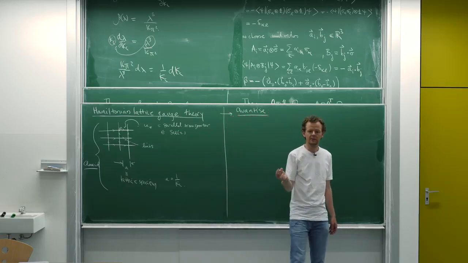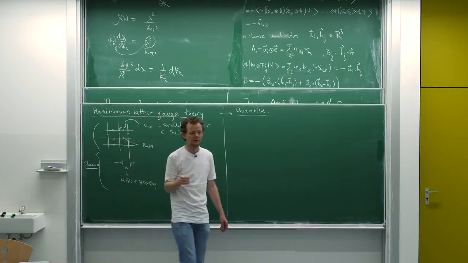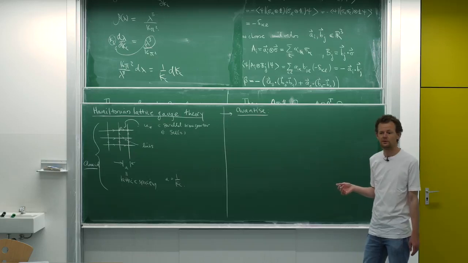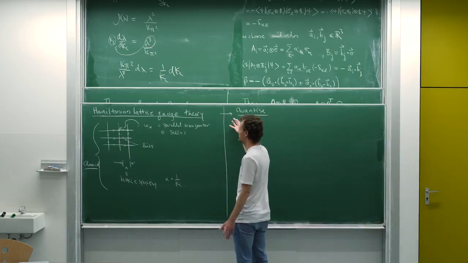And if you think that the fundamental classical degrees of freedom are 2 by 2 matrices, 1 per link, then your experience with ordinary quantum mechanics would tell you that the most naive way to quantize this is to take wave functions.